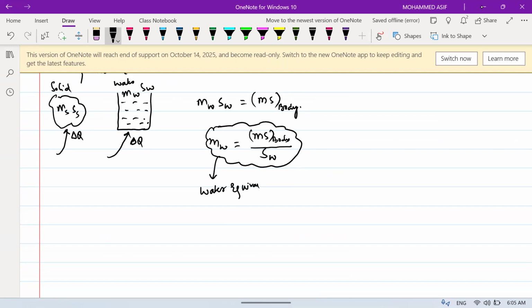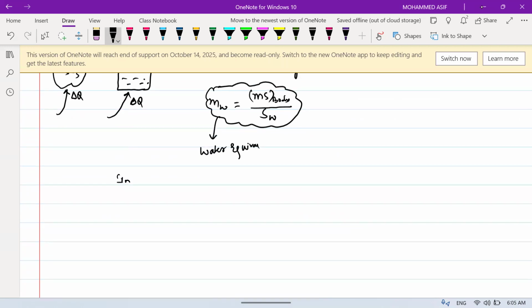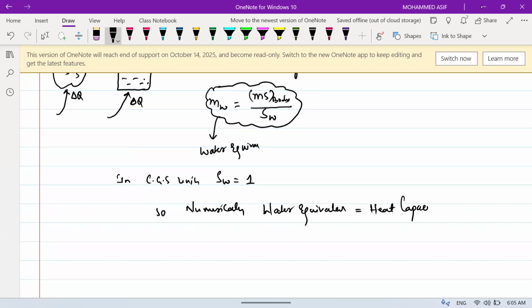So numerically, I can say that water equivalent is equal to, in CGS units, specific heat of water is 1. So I can say that numerically water equivalent is equal to M into S. That means heat capacity. Formula is one and the same in CGS unit. If it is in SI unit, divided by the specific heat of that element.